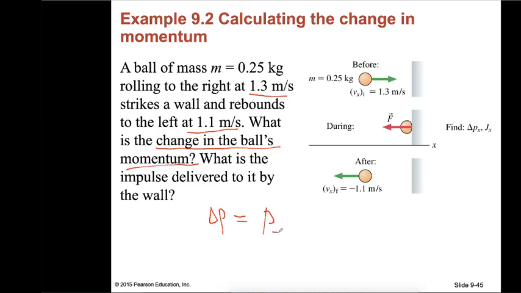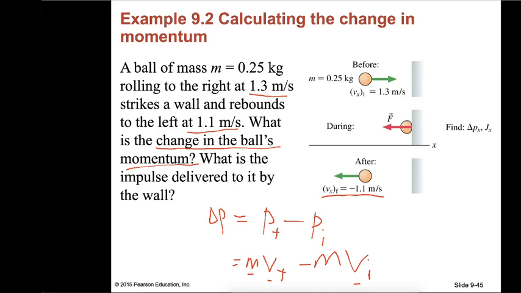Of course, P final subtracted by P initial. How to calculate P final? Of course, P final is m v final, subtracted by m v initial. So you know m, you know v final, you know v initial, so you can calculate it. V final is negative 1.1 meters per second, v initial is 1.3, m is 0.25. So you can calculate delta P.